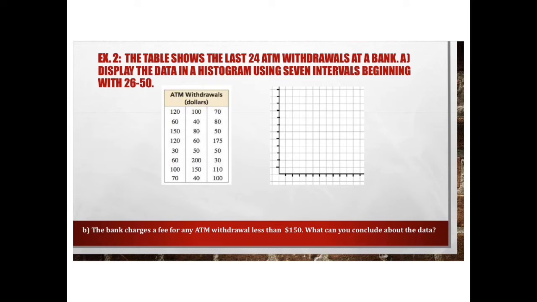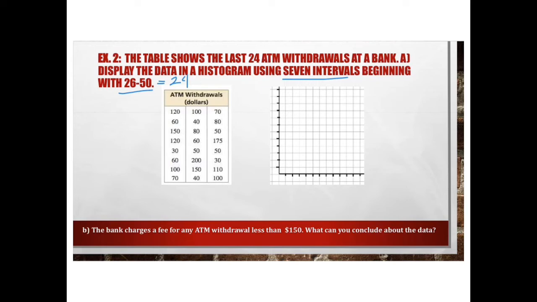We are asked to organize the information in a histogram. In order to do that, we want to make our table. And for our table, we're going to be using 7 intervals. And the first interval is going to be from 26 to 50. Now that first interval is very important because it helps us set up the distance for each one of our future intervals. And if I do 50 minus 26, I get 24. So I know the distance between each one of my values is going to be 24.